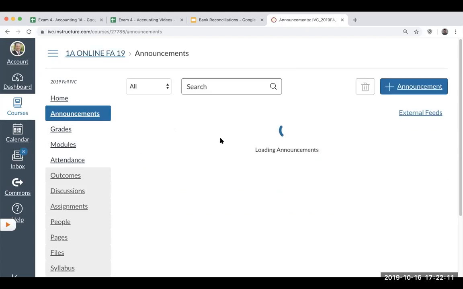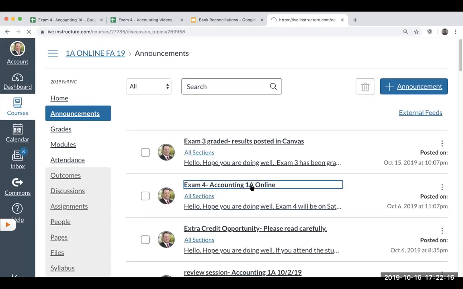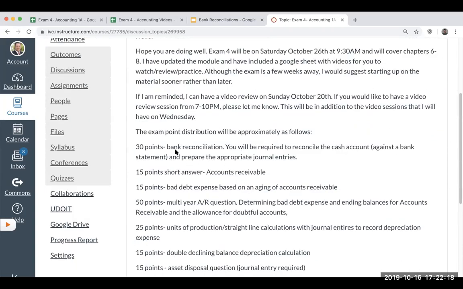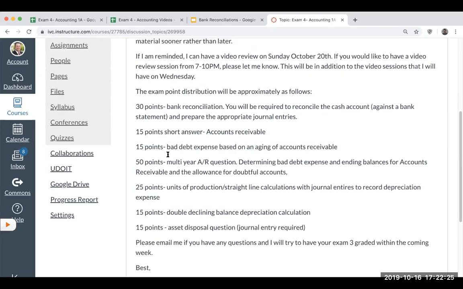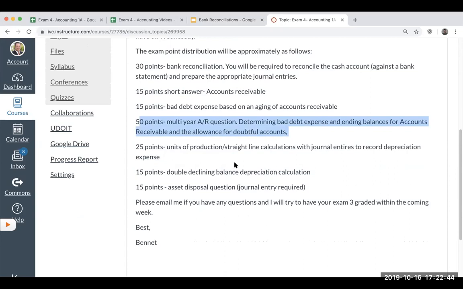Okay. If I go over here, this is by far the most important guide you can be using, right? So, 30-point bank reconciliation. We went through and we covered that. Short answer question, accounts receivable. We really didn't talk about that, but we can do that on the next video. 15 points, bad debt expense based on an aging of accounts receivable. 50 points, multi-year AR question. That's what we just went through and did.